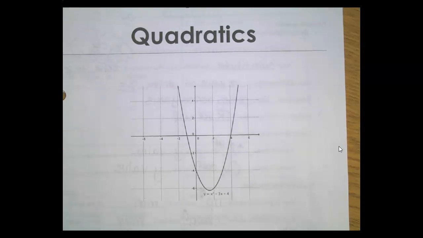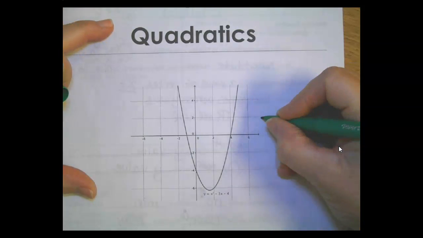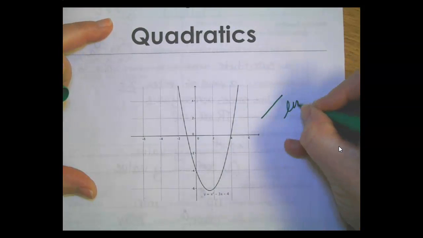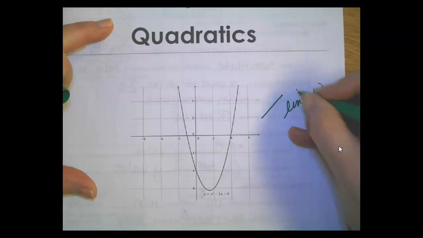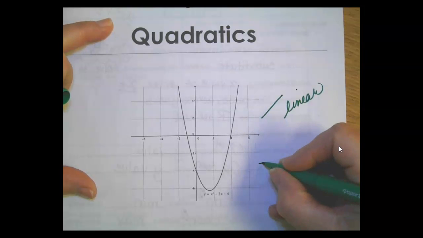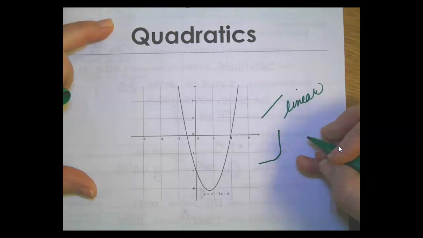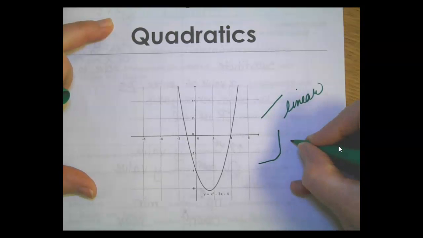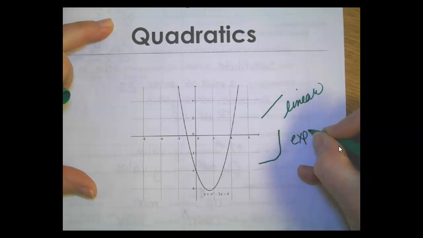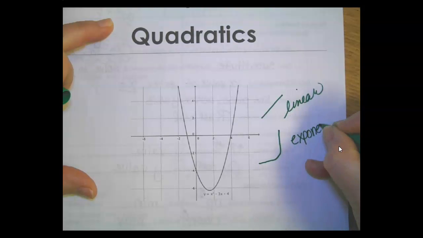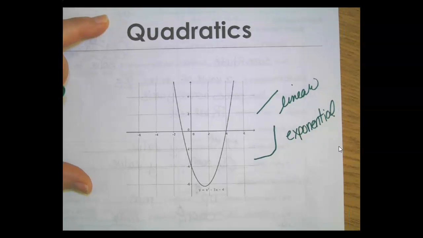So this is quadratics. This is a graph of a quadratic. What we've already learned this year is a straight line is linear. And then this rapid increase or decrease, depending, is exponential. So these are the three types of graphs.